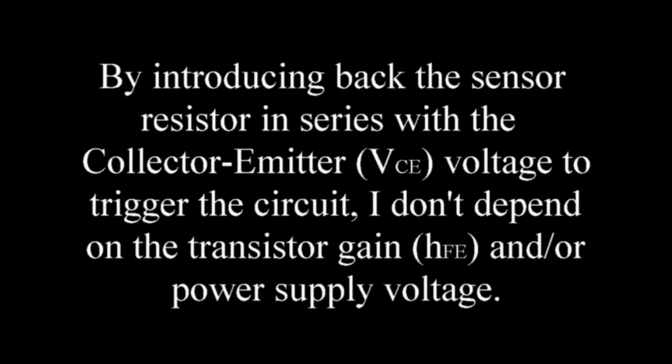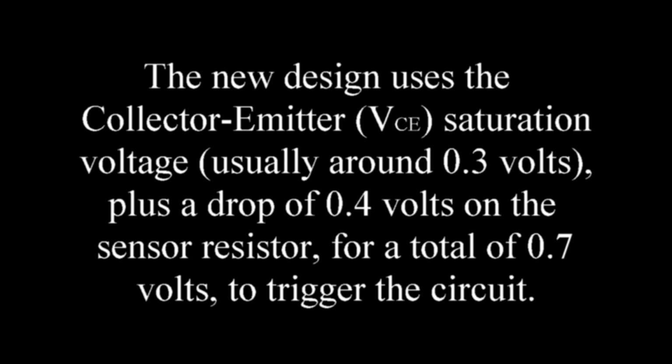By introducing back the sensor resistor in series with the collector emitter voltage to trigger the circuit, I don't depend on the transistor gain and or power supply voltage. The new design uses the collector emitter saturation voltage, usually around 0.3 volts, plus a drop of 0.4 volts on the sensor resistor, for a total of 0.7 volts to trigger the circuit.